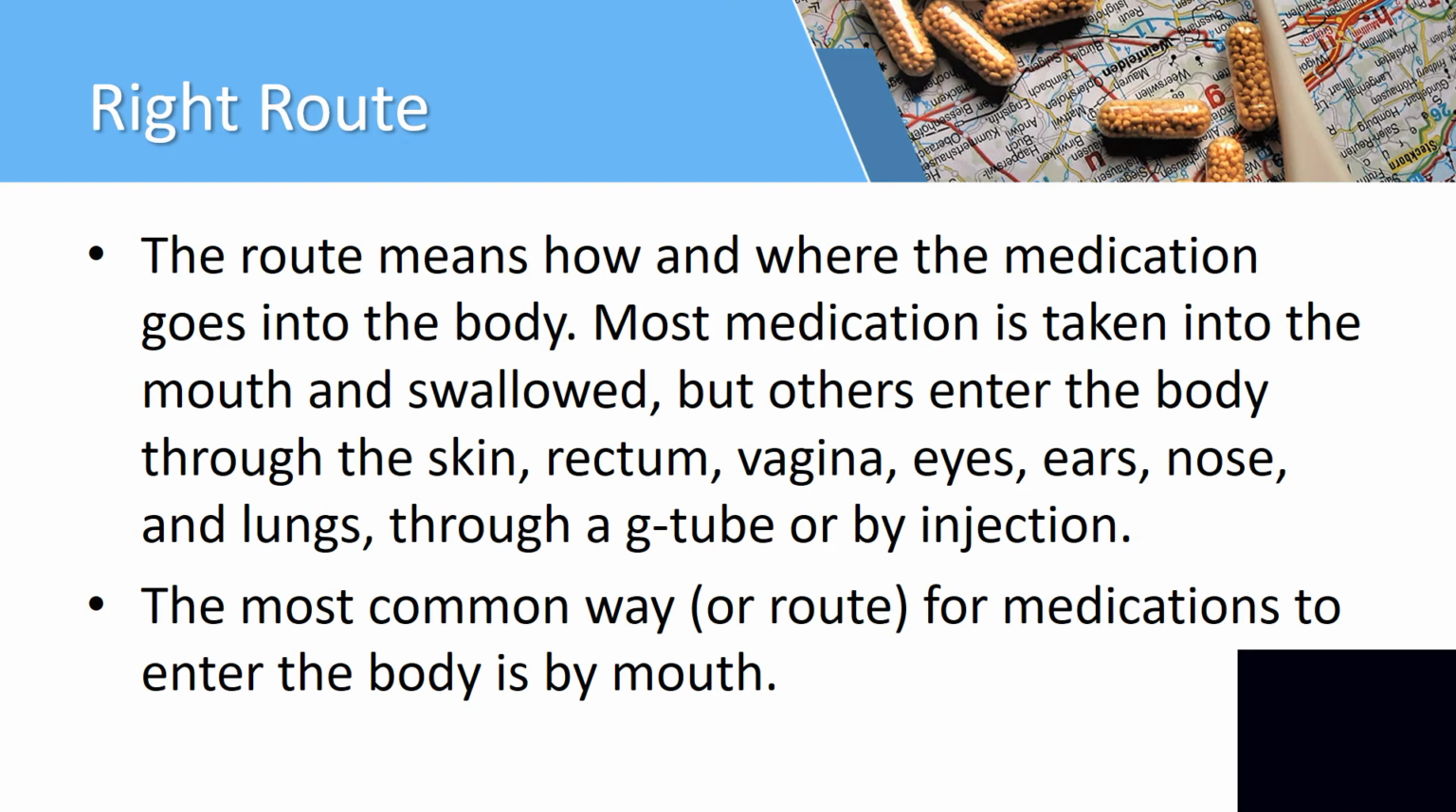The right route. The route means how and where the medication goes into the body. Most medication is taken through the mouth and swallowed, but others enter the body through skin, rectum, vagina, eyes, ears, nose, and lungs, or through a G-tube or by injection. The most common way or route for medications to enter the body is by mouth or PO.